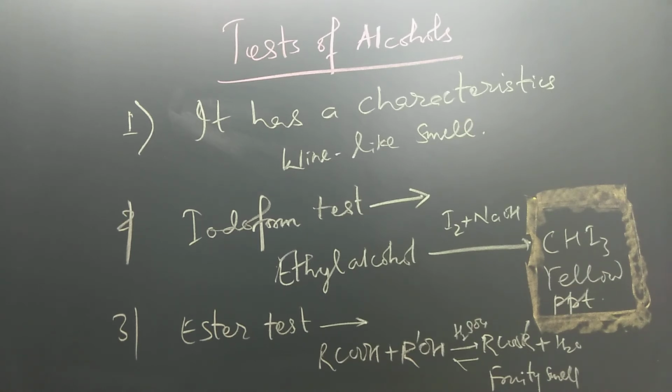Another test for alcohols is the famous iodoform test. So ethyl alcohol, when treated with iodine in presence of NaOH, forms a yellow precipitate of iodoform, also called triiodomethane.